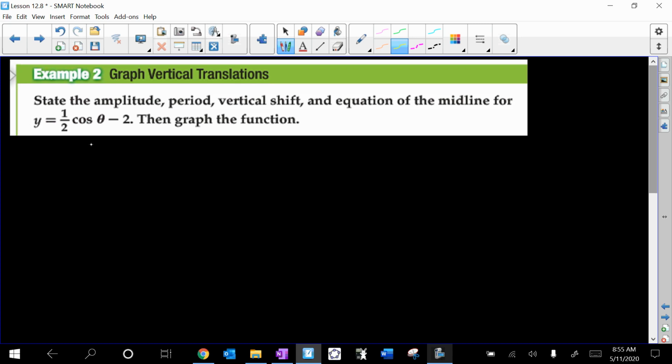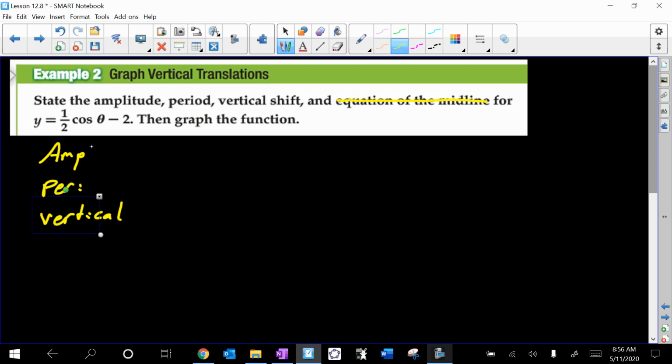Sine and cosine really deal with the same thing when it comes to the vertical shift. So I'll just do one that deals with cosine. So we need to find the amplitude, period, and then the vertical shift. The equation of the midline is really kind of the same thing as a vertical shift, so I'm not going to write the equation of the midline at all.